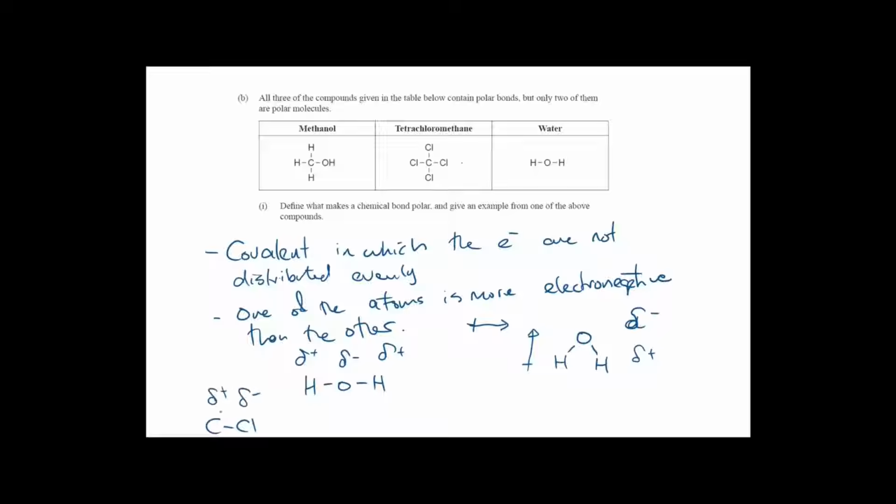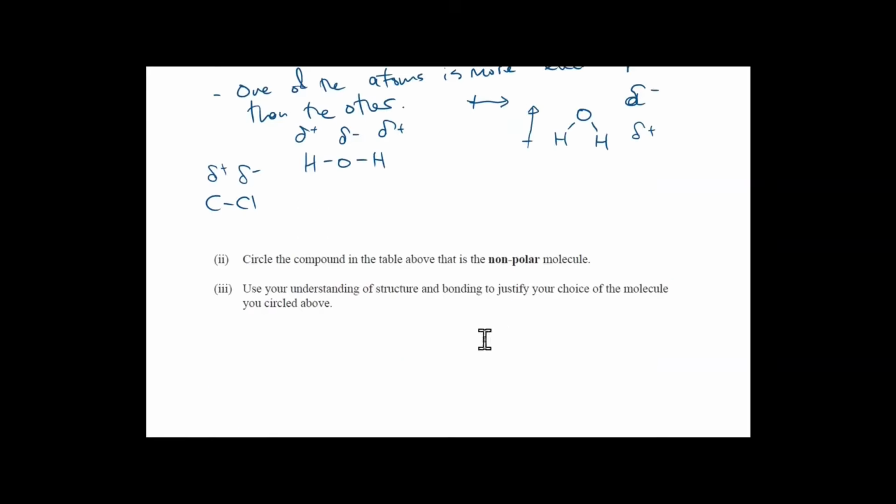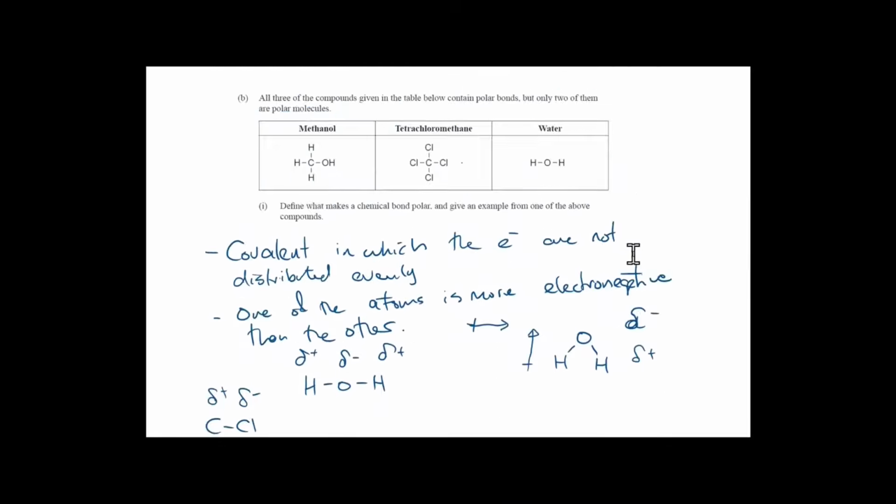Chlorine is quite a bit more electronegative than carbon, so that bond is going to be polar, but the molecule itself is not going to be polar. I think that's probably the next question. And sure enough, here the question is that they want us to circle the compound in the table that is a non-polar molecule. So I guess let's do it here.